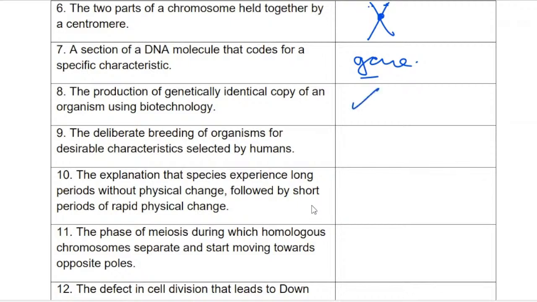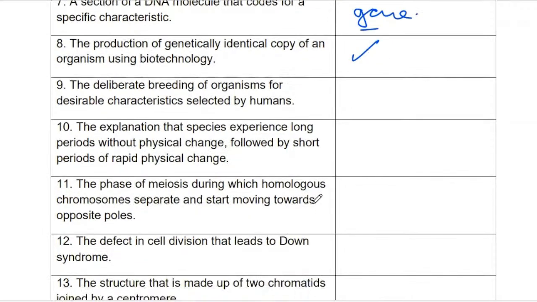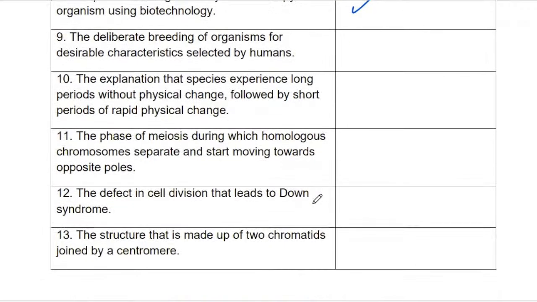Deliberate breeding of organisms for desirable characteristics selected by humans. We talk about artificial selection, because you select artificially, with the help of manpower. What you want is what you make the organism continue. But if it was done naturally, it would have been natural selection. If you have any question, let me know. I'm going through this as you also do that, so that when I say something, you get it right. Make sure that before I say the answer, you also do the same.